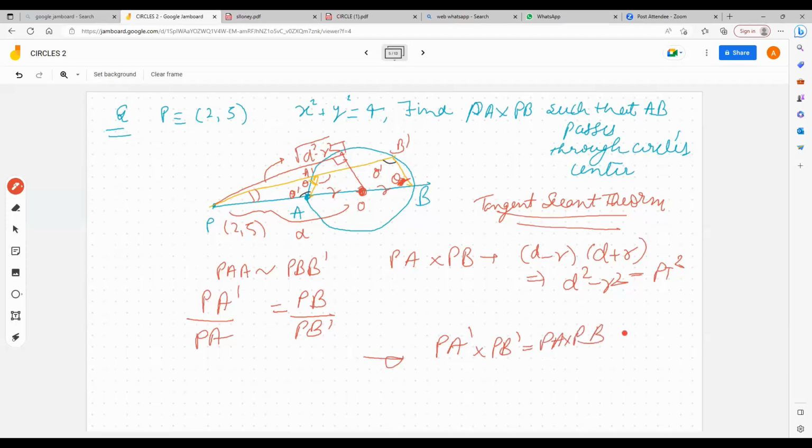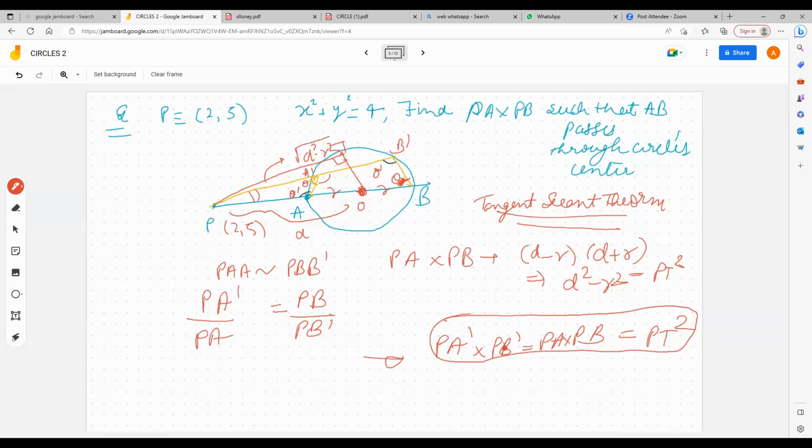And PA into PB is equal to PT square. So PA prime into PB prime is the same for any secant, and it is equal to the square of the tangent drawn from P to that circle. That is PT square.